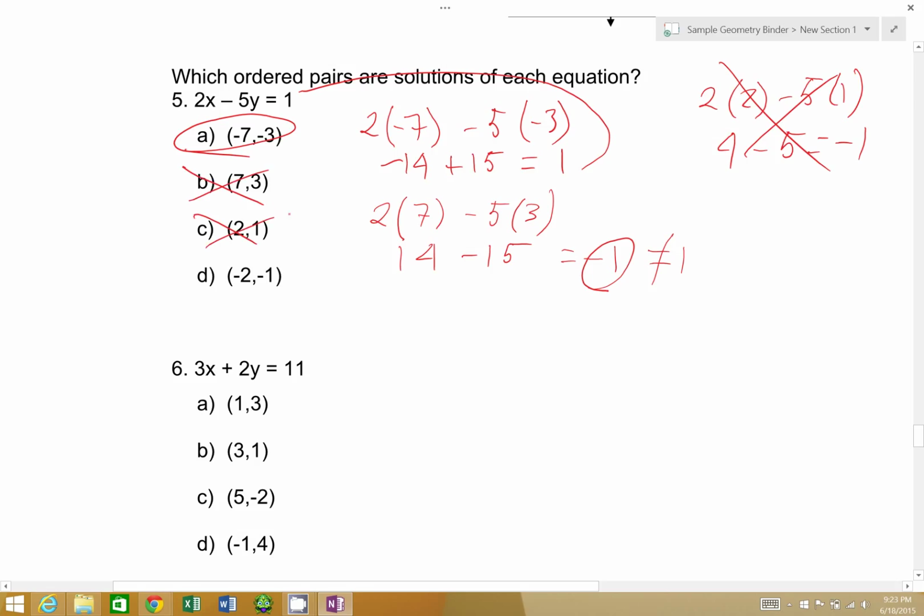Bingo. Let's try the last one. 2 times negative 2 minus 5 times negative 1. So I get negative 4 plus 5. That equals 1. This is also a solution. So these two ordered pairs were solutions of the equation because when I plugged them in, they added up and multiplied to the right number. It made sense.